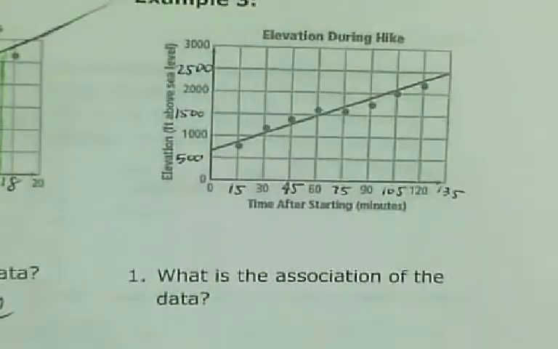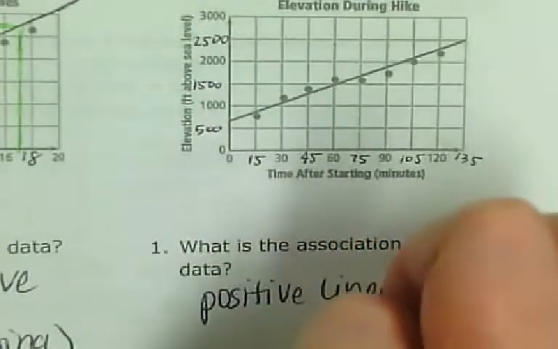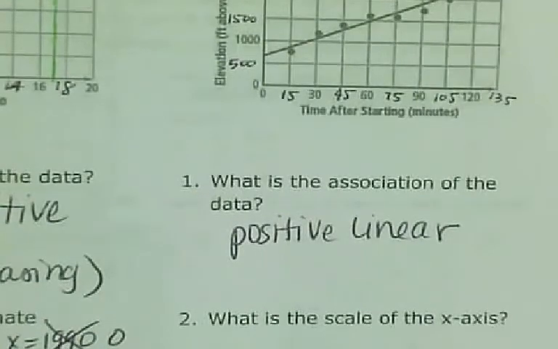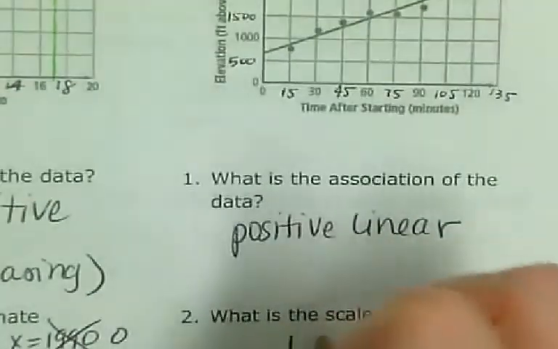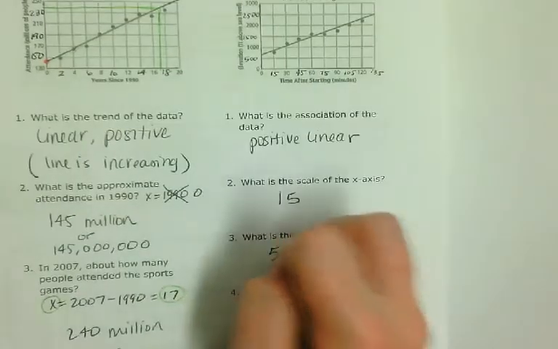All right, what kind of association or trend or correlation are we looking at here? Yeah, positive linear or linear positive, however you want to write it. Again, that means my line is increasing. The data is increasing. It is going up. All right, so we just answered question 2 and 3. What is the scale of the graph for the x-axis? 15. Good. What is the scale of the y-axis? 500.